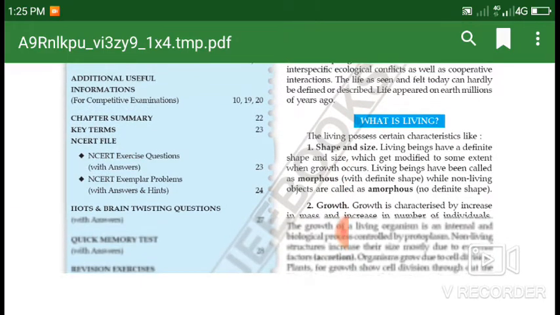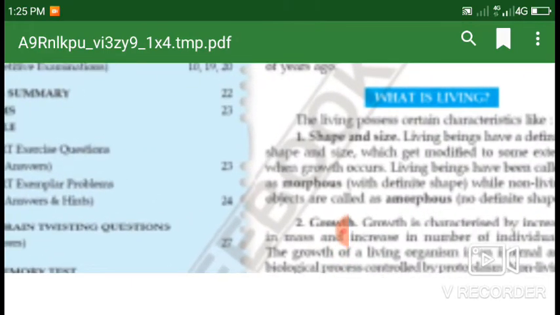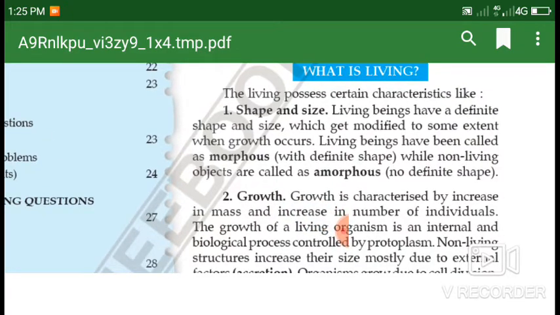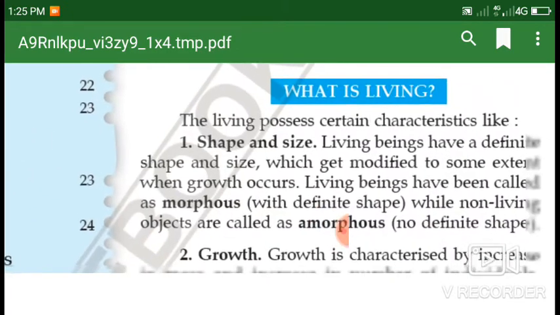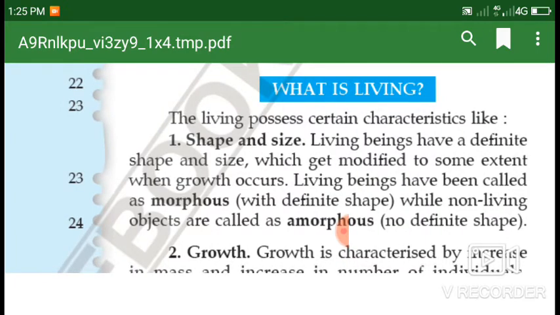Let us understand what is living. First, living things possess certain characteristics, like shape and size. Let us understand shape and size. Living beings have a definite shape and size, which get modified to some extent when growth occurs.